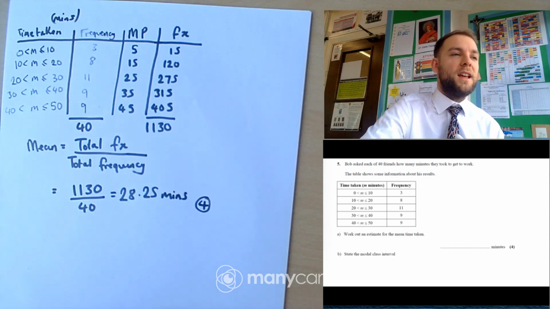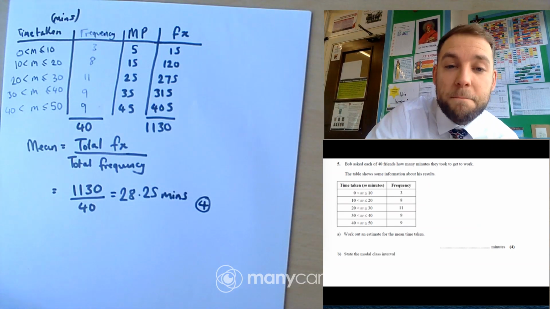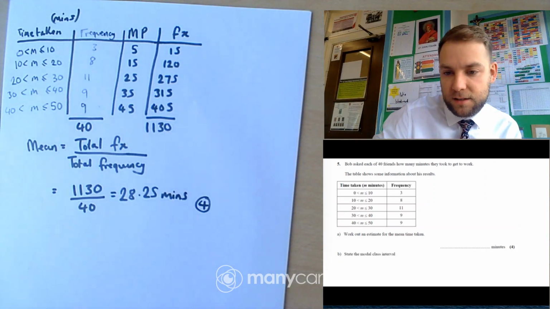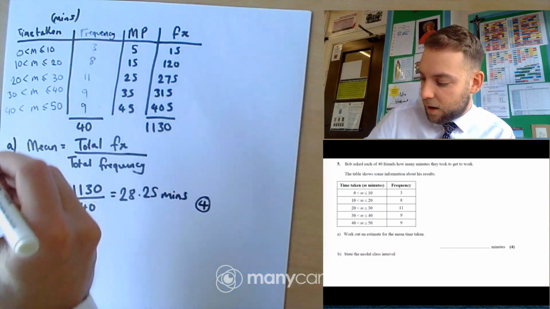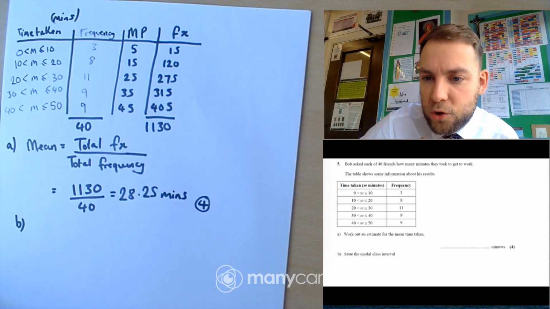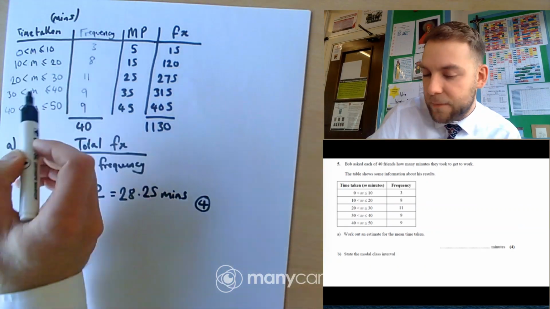So the one we need to think about is, hey diddle diddle, the median's in the middle. You add and divide for the mean. The mode is the one which is the most. So the modal class is the most common of these. Okay? So that was part A. Part B, which one is the modal class? Well, the most common one in this one is this one here.